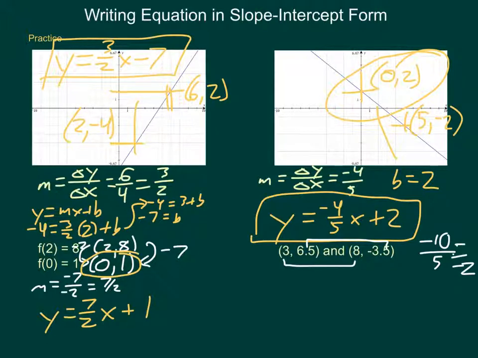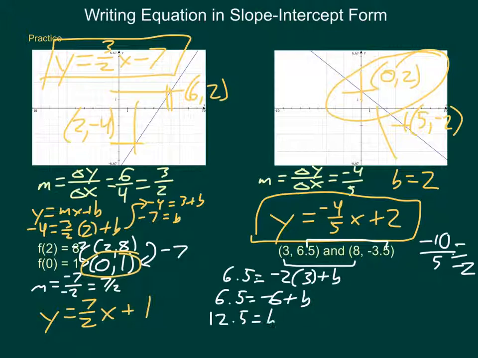Now, I need to find my y-intercept. So I'm going to say 6.5 equals -2 times 3 plus b. So 6.5 equals -6 plus b. And solving for b by adding 6, I got 12.5 equals b. That means that my end equation is y equals -2x plus 12.5.